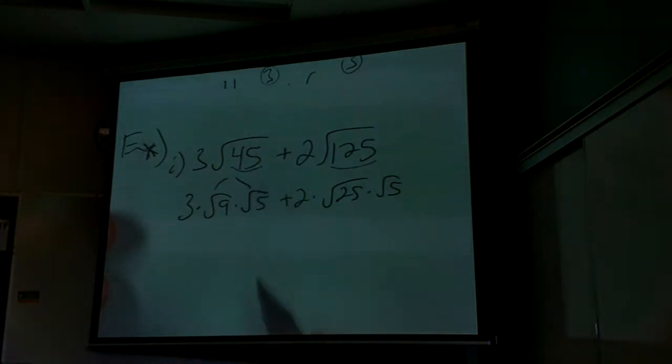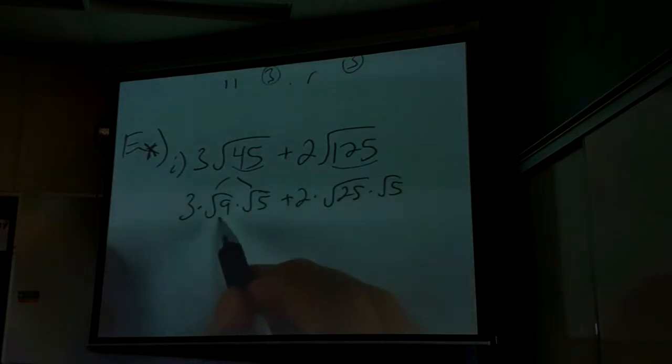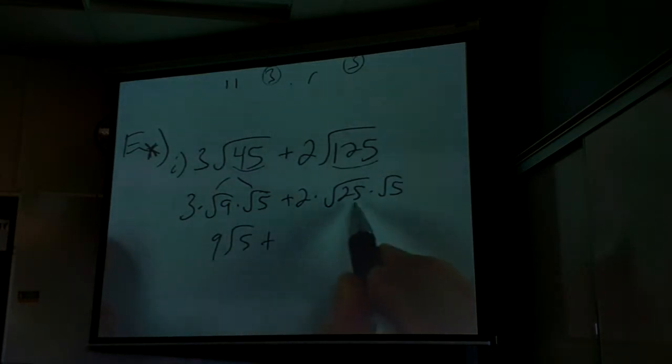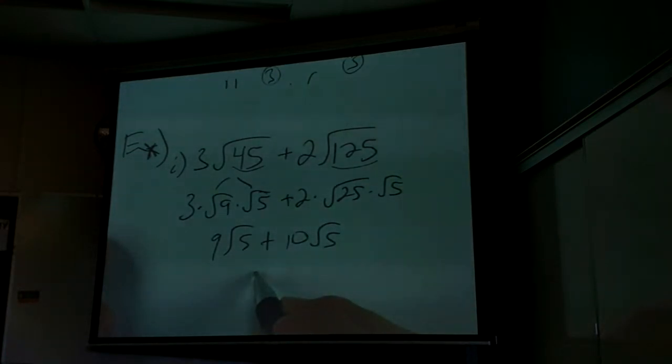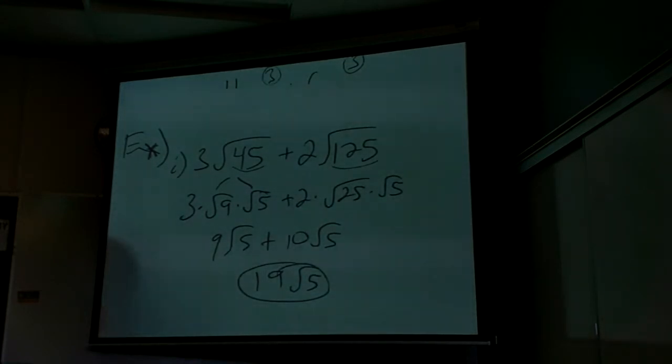So I've just written the same thing, but in a better form. Because what's the square root of 9? Times 3. So I got 9 rad 5s. What's the square root of 25? Times 2. So plus 10 rad 5s is 19 rad 5s.